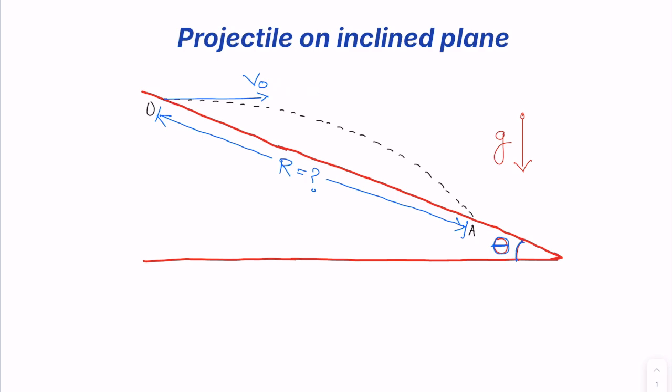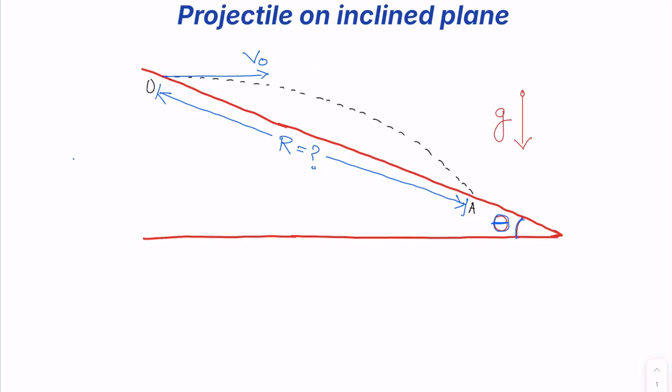Acceleration due to gravity is in the downward direction, obviously, and what we need to figure out is an expression for the range r, that is the distance between O and A. Let's work this out. For the analysis of this problem, let's choose the x-axis in the direction of OA and the y-axis as perpendicular. So x-axis as this, y-axis as this.